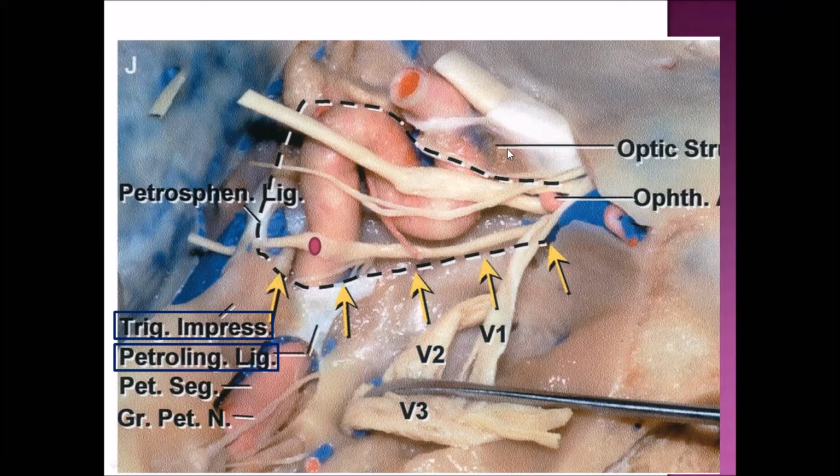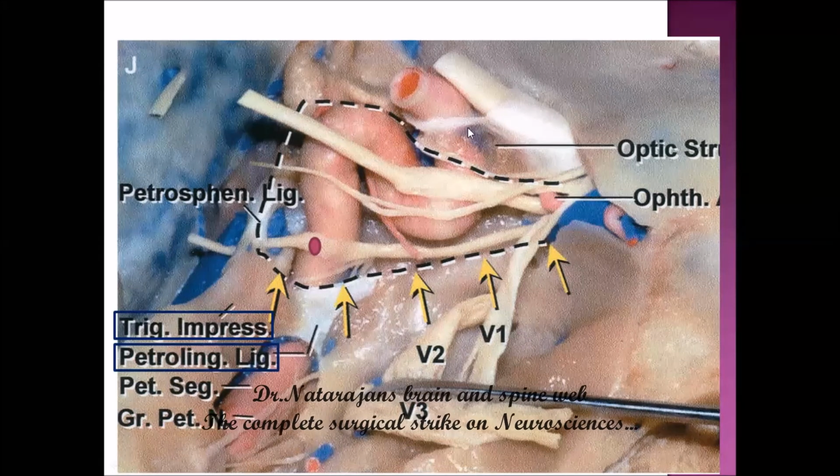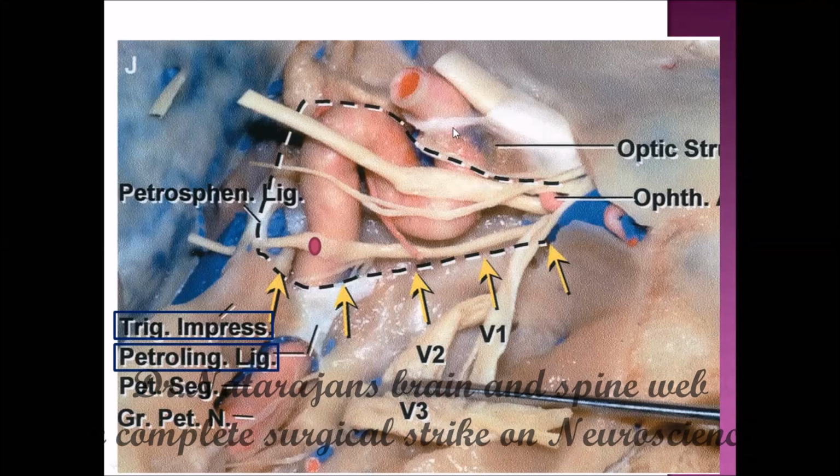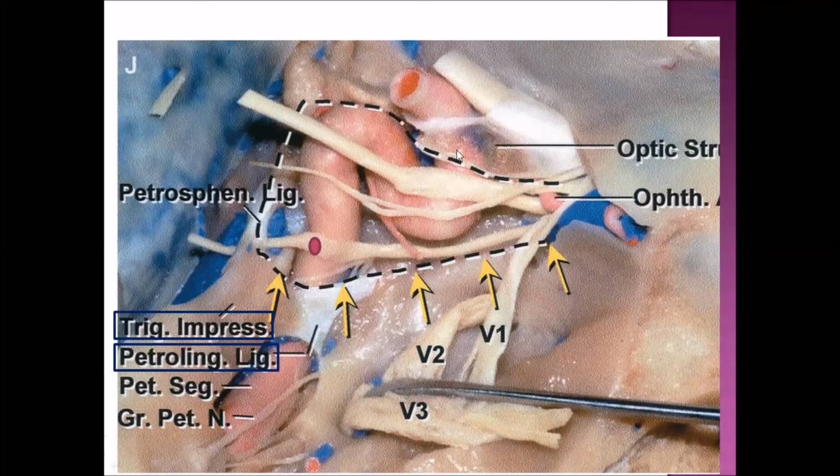And this is the optic strut which separates the optic canal from the superior orbital fissure. This structure is obtained by drilling the anterior clinoid process, and what you see here is the clinoidal segment of the internal carotid.